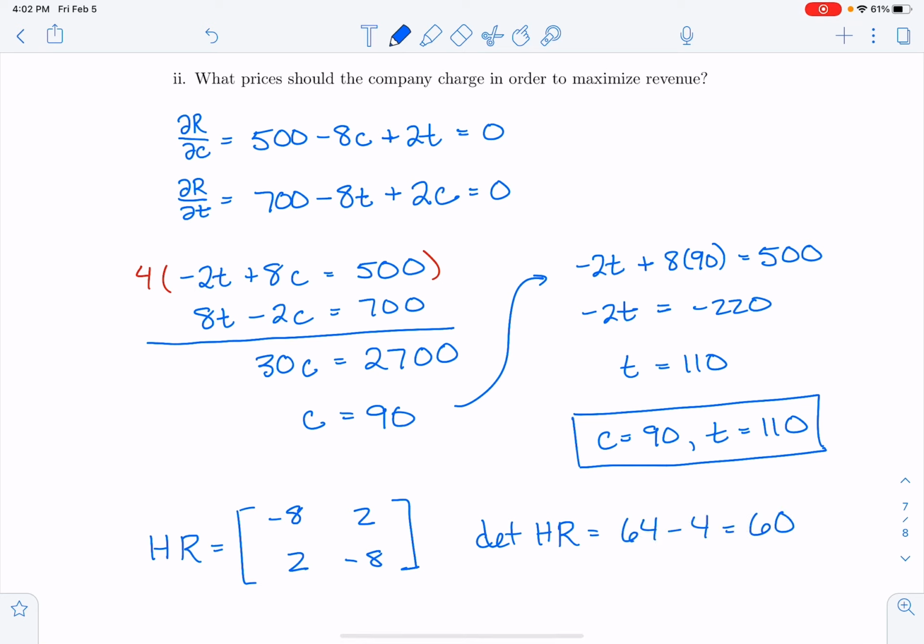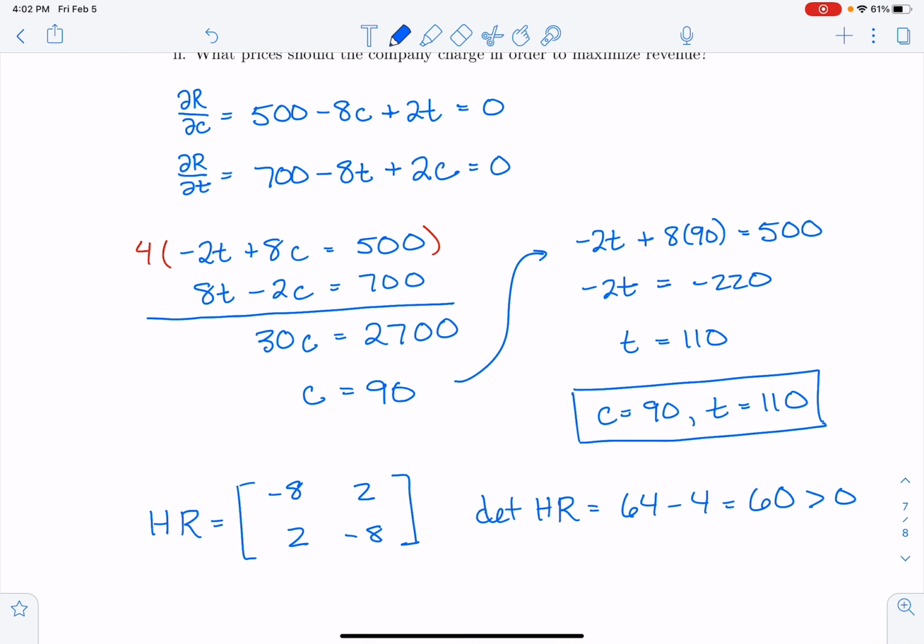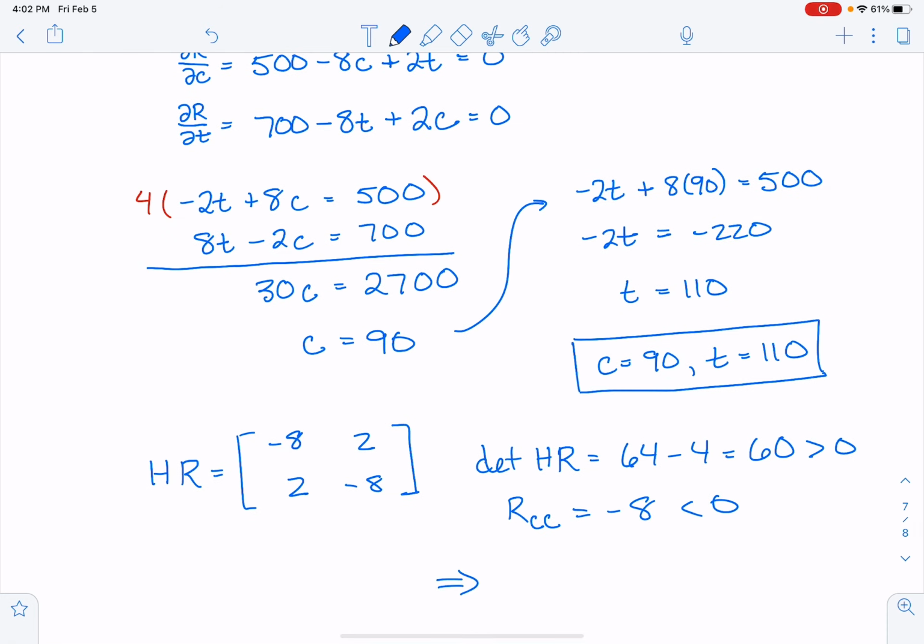which is positive. And then I see that the second derivative of revenue with respect to C is negative 8, which is negative. That tells me I have a local maximum, so this is why it's going to maximize revenue. So if I want to maximize revenue, I need to charge 90 for coffee and 110 for tea.